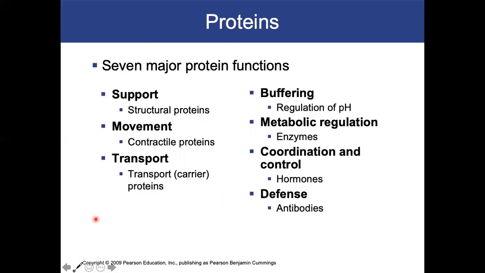All right, so proteins, what do they do? They support, they provide movement, contractile proteins, right? They are carrier proteins, they transport stuff. They act as buffers, so they keep the pH stable. They regulate metabolism. Enzymes are an example of a protein that regulates metabolism. Coordination and control, hormones, and antibodies are defense proteins.